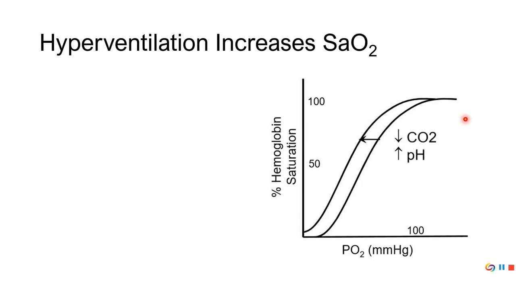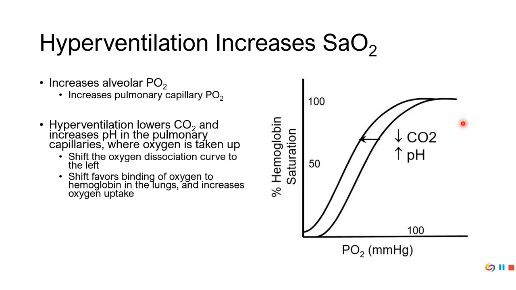So the benefit of this is that it increases saturation. It does this a couple of ways. One, we're just bringing in more oxygen, but we're also causing a left shift of the curve, right? By breathing more or hyperventilating, we're decreasing the amount of CO2, we're decreasing the acidity, and so we have this left shift, which makes it a lot easier for oxygen and hemoglobin to bind.